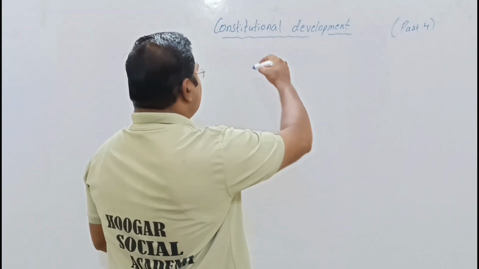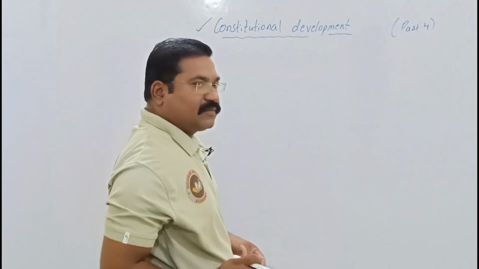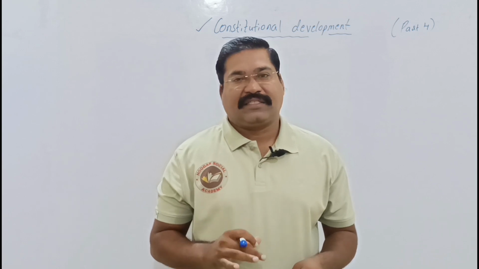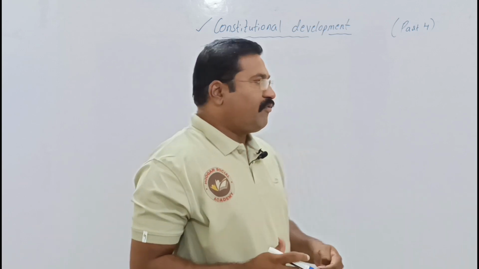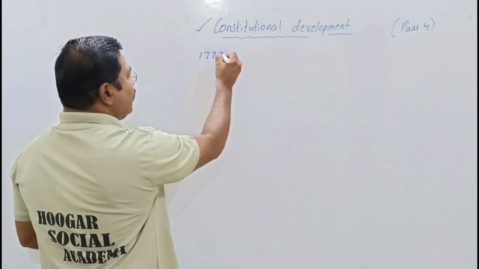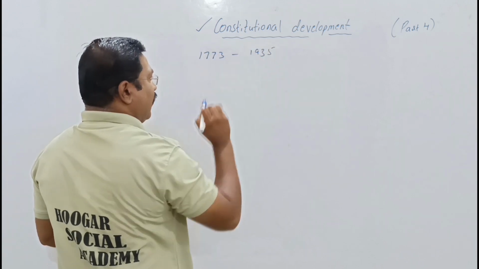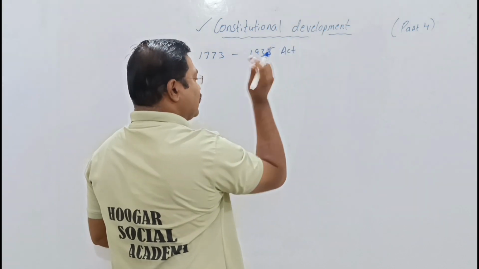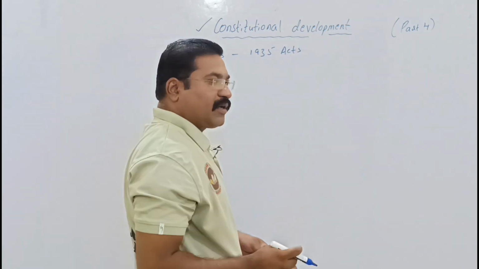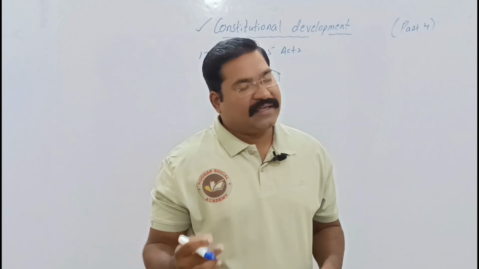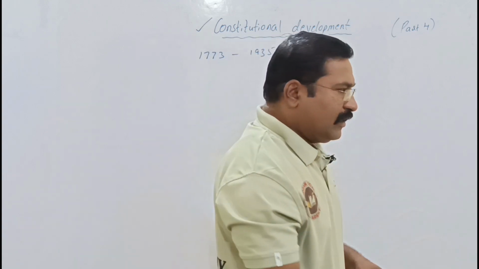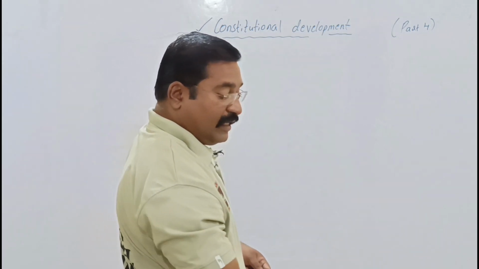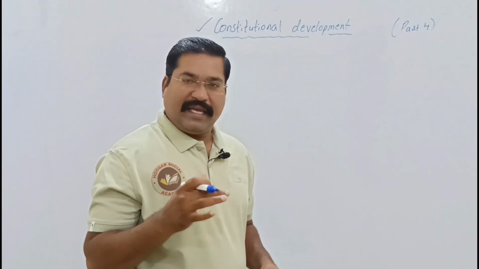It's about constitutional development. Here we are going to learn from 1773 to 1935. These acts from 1773 to 1935 were brought up by whom? By the British East India Company. And these acts were brought up only and only for whom? For the Indians.